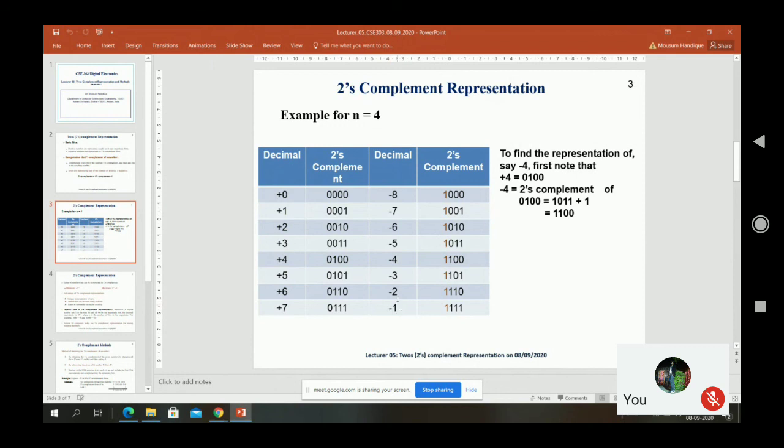And when we do not use minus 0, one space is vacant, and that space represents minus 8. Because when we represent decimal number 8, only 4 bits are required. So this is the advantage of two's complement over ones complement. Now you are getting it? Yes, sir.